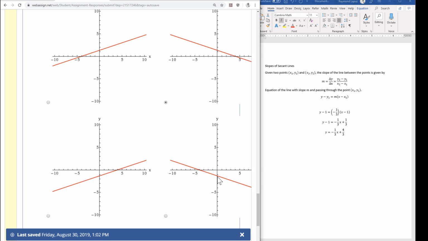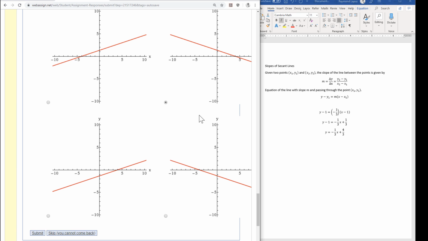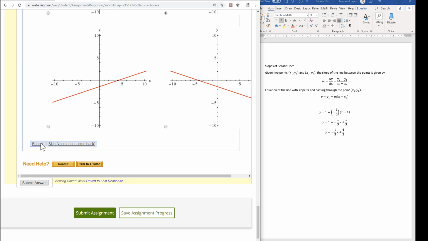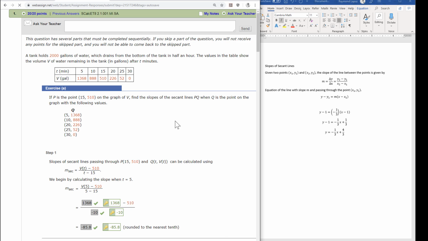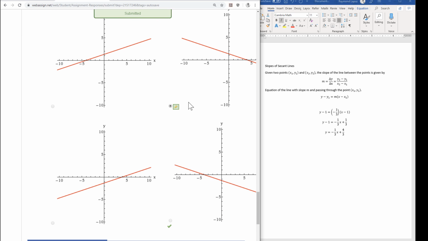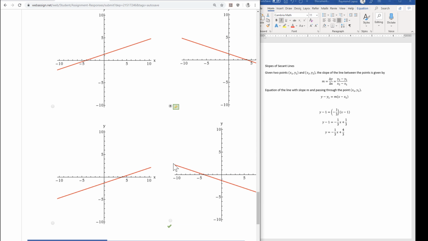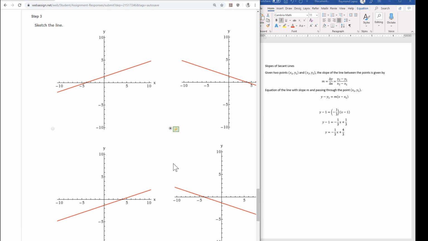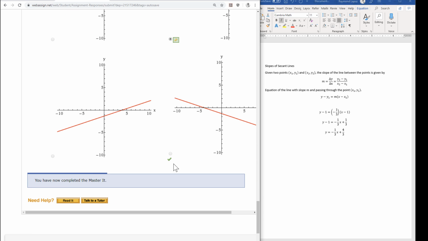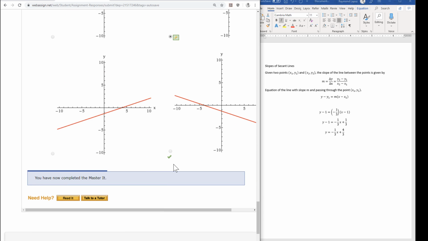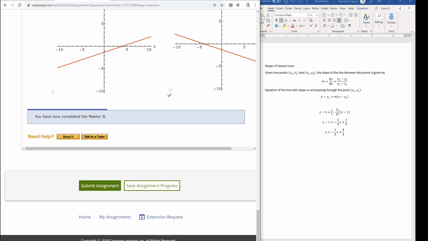This one looks like it might be crossing at negative. So let's go ahead and select this graph, and we'll see how it goes. Okay, so that looks good. And that's it. I hope that helps.